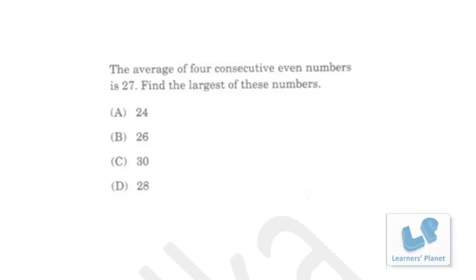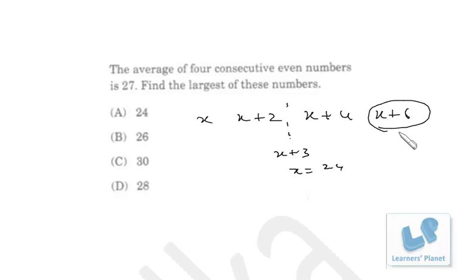Now, the average of 4 consecutive even numbers is 27. Find the largest of these numbers. The numbers must be x, x plus 2, x plus 4 and x plus 6, right? Their average will definitely be x plus 3. Now, x plus 3 is 27, that means x is equal to 24. So the largest number is x plus 6, so 24 plus 6, 30, right? Can be done in just 20 seconds.